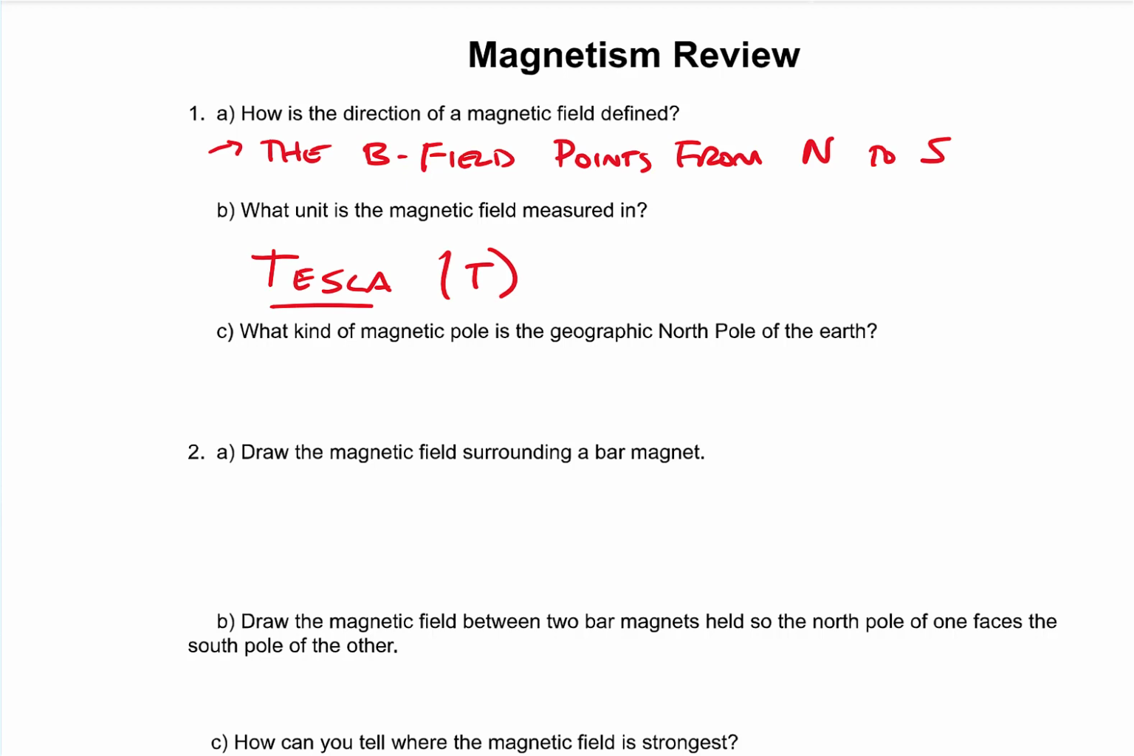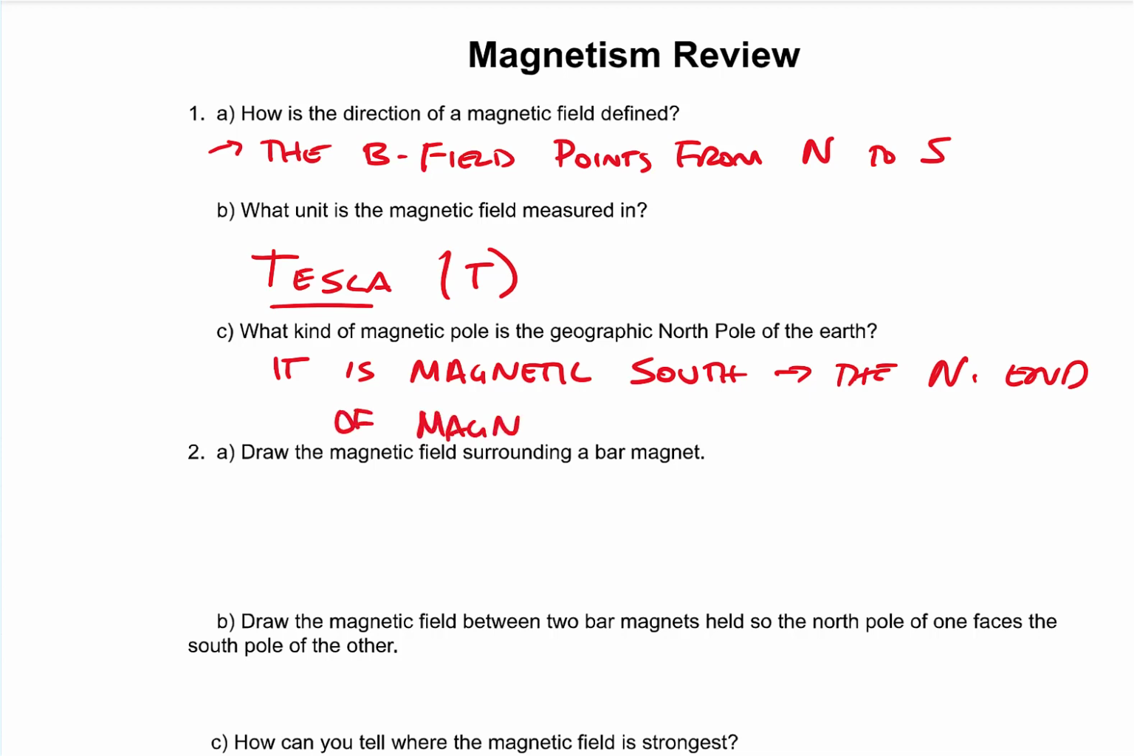What kind of magnetic pole is the geographic north pole of the Earth? It is magnetic south. The north end of magnets point to it. That's what makes it magnetic south.